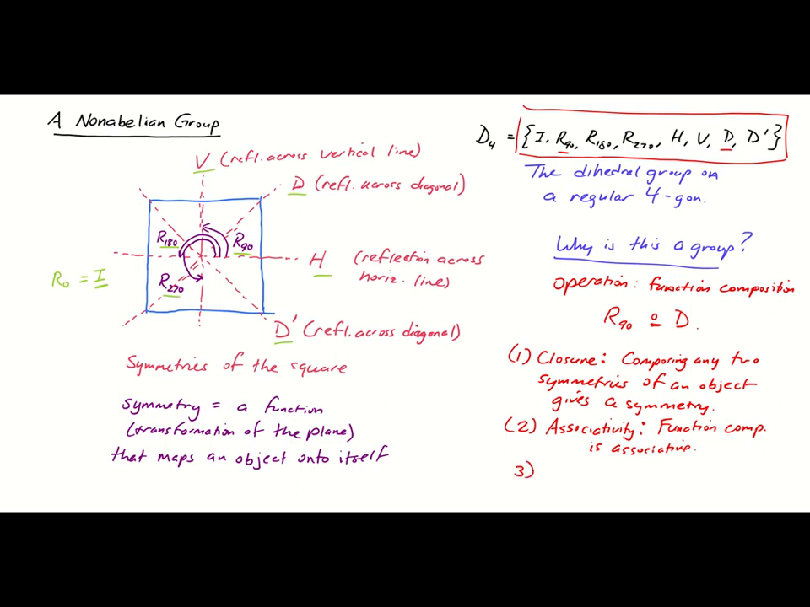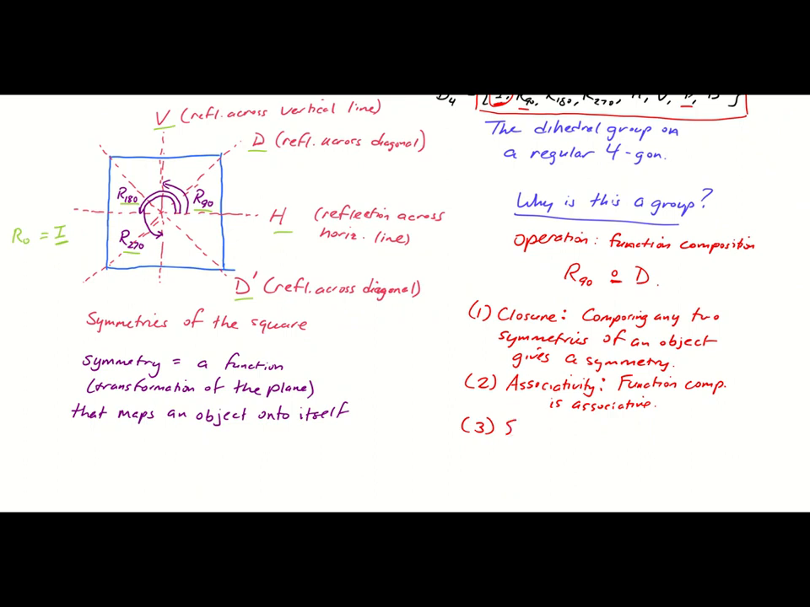Okay, what about an identity? Do we have an identity element? Well, the one that looks most promising is this one here. It's the transformation which does nothing to the square. But the fact that this does nothing to the square isn't what makes it the identity. What makes it identity is that I can compose that with any other transformation in the set and get the same thing. So let's check that.